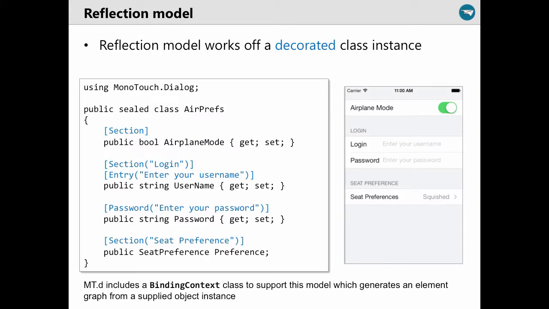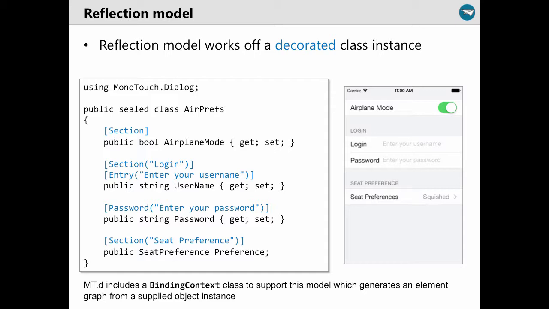This works off of a single class that I would then present to the MonoTouch Dialog system itself. That class is decorated with a series of attributes that are used to control the UI generation. And so you can see here I'm effectively creating the exact same UI that we did earlier with the Fluent model. And so I have an airplane mode Boolean, I have a username string, a password string, and a seat preference enumeration that will then generate a set of radio elements in a secondary table view.